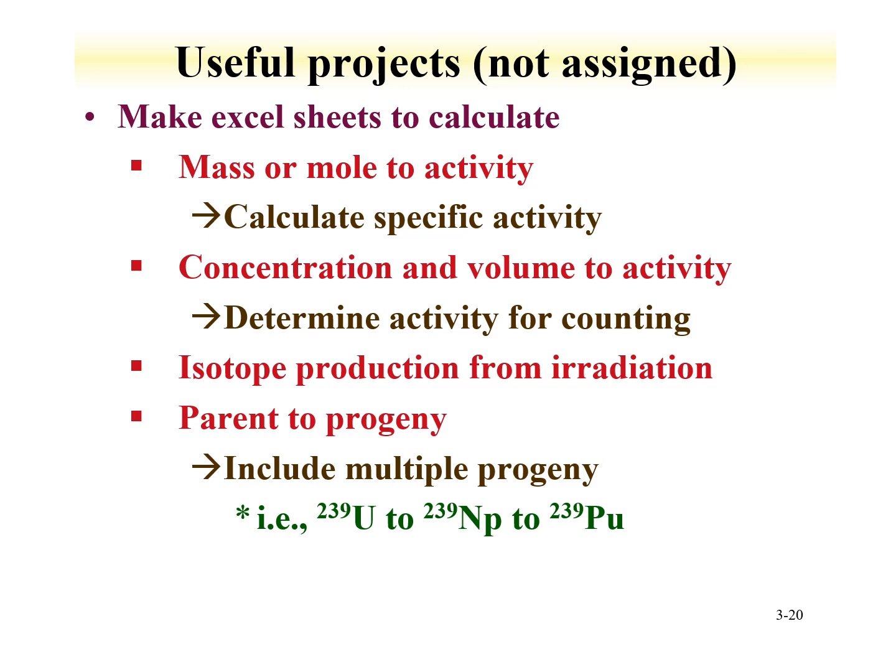I could make a spreadsheet to calculate the isotope production from radiation. And one can do some calculations on parent progeny decays. So for instance, uranium-239 going to neptunium-239 going to plutonium-239.